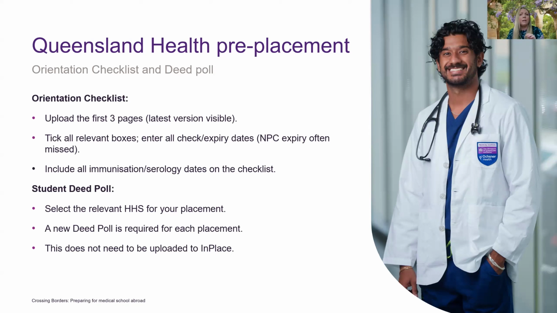One thing that's often missed is the expiry date for the National Police check is not included on the orientation checklist. A great tip to know is that this is usually 3 years from the date of the check, so make sure that's on the checklist. Other areas that are often missed include leaving out immunisation dates on the form or not having the document signed or even dated. Just little things, but if you double check that it's all completed correctly, it has a greater chance of being accepted the first time.